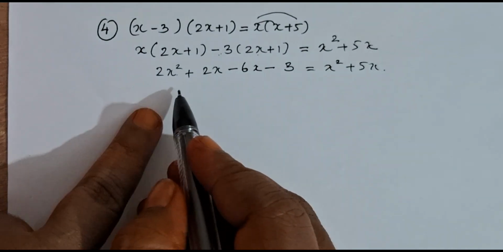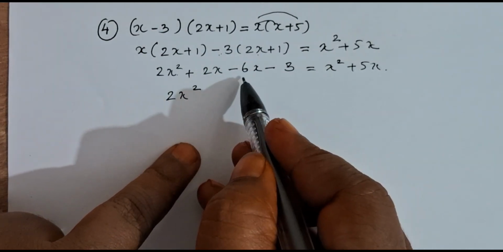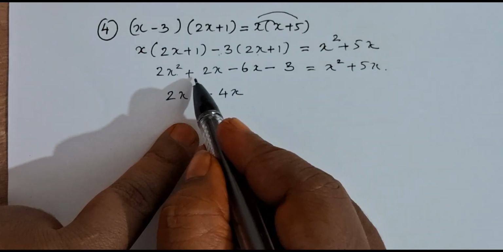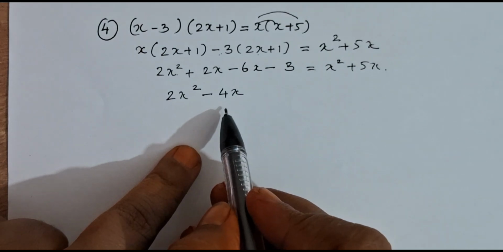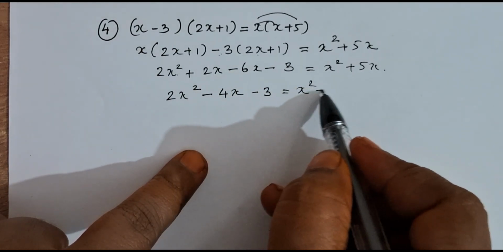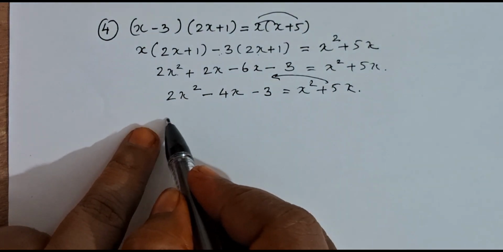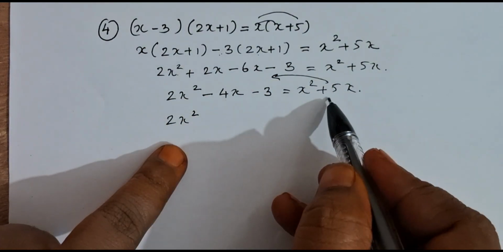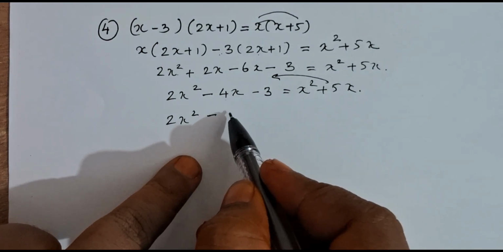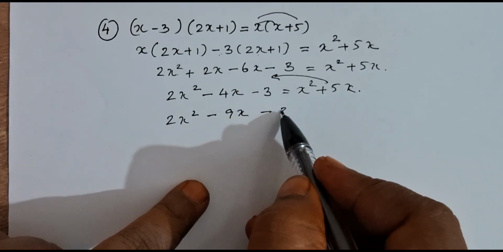which is equal to 2x square minus 5x minus 3 is equal to x square plus 5x. We have followed the integer rule. Now in next step we will write 2x square minus 5x. We will shift plus 5x to the other side, which becomes 10x minus 3 is equal to x square.